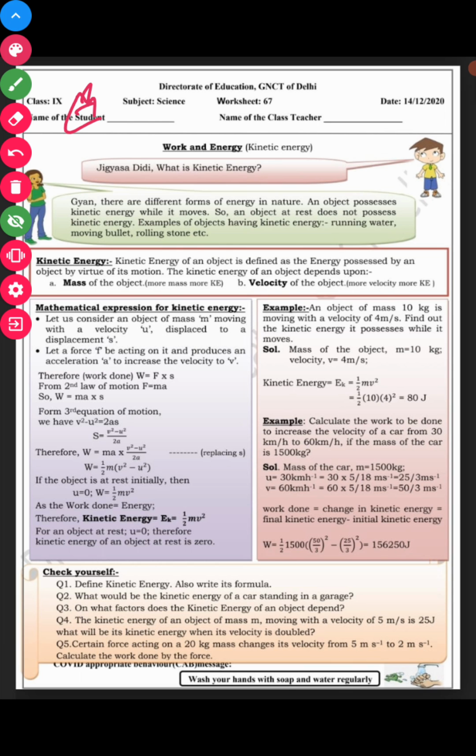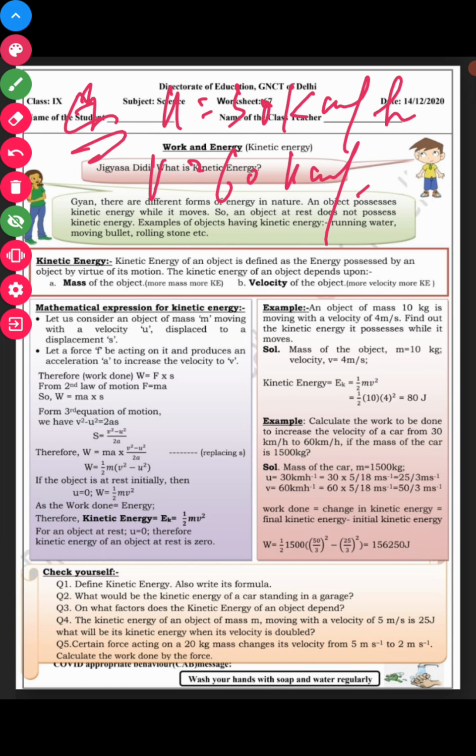Second example: calculate the work to be done to increase the velocity of a car from 30 km per hour to 60 km per hour. Initial we have 30 km per hour, final we have 60 km per hour. The mass of the car, m, is 1500 kilogram.